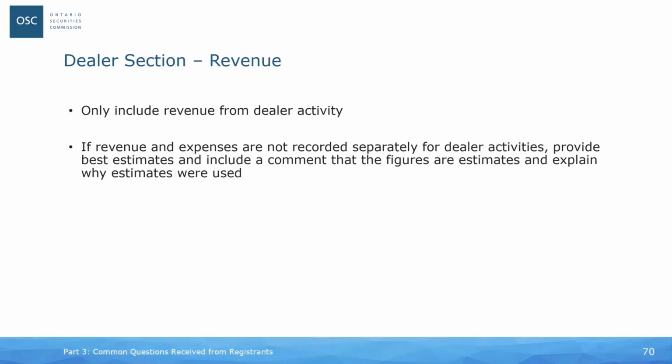The revenue question can be a tricky one for some firms that are registered in multiple categories. For example, a firm might also be registered as an investment fund manager that does not charge commissions when they distribute one of their funds. What we are looking for is any revenue earned from the dealing activity. So if you don't track that separately for whatever reason, we ask that you provide an estimate of the revenue that would be related to your dealer activity. And then you can use the comment box at the bottom of the question to tell us how you came up with that estimated amount.